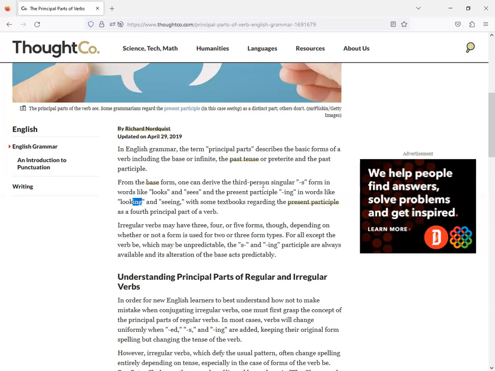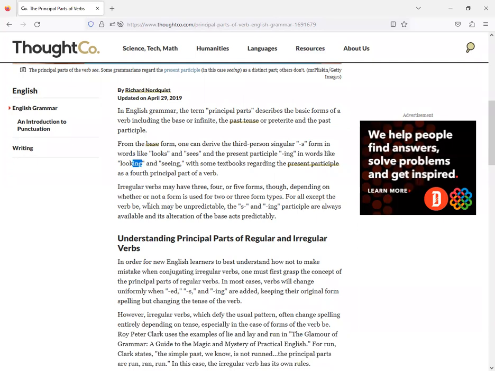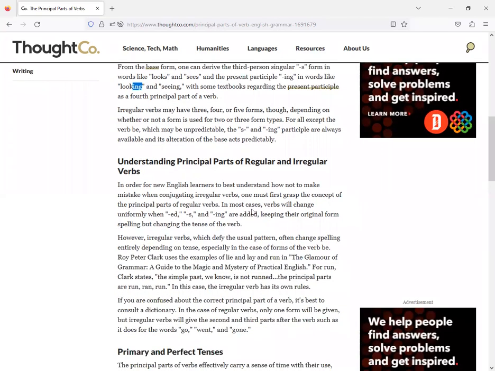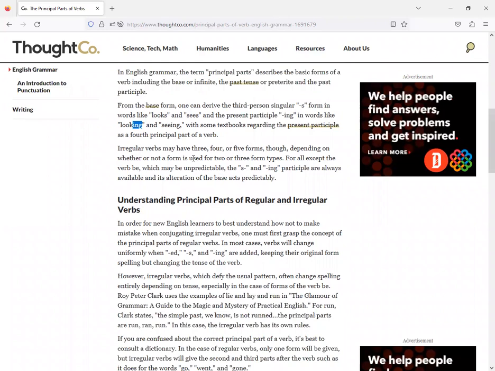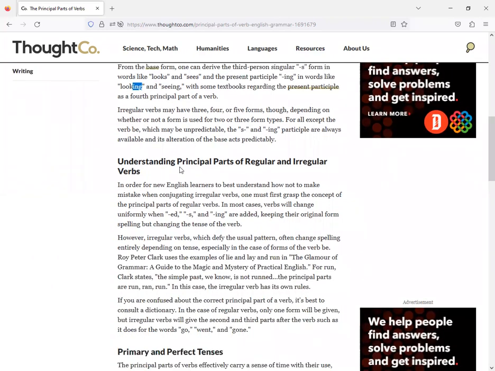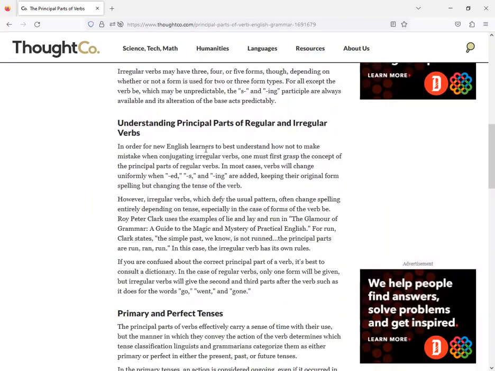We're going to focus on regular verbs, not irregular. So here, in order for new English learners to best understand how not to make mistakes when conjugating irregular verbs, one must what? Grasp the concept of the principal parts of regular verbs.